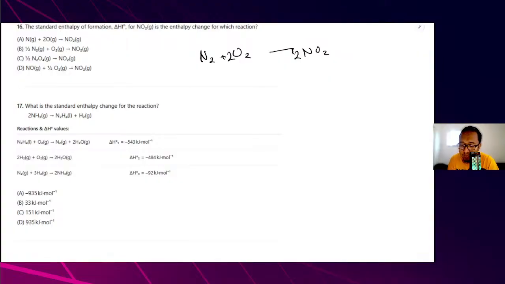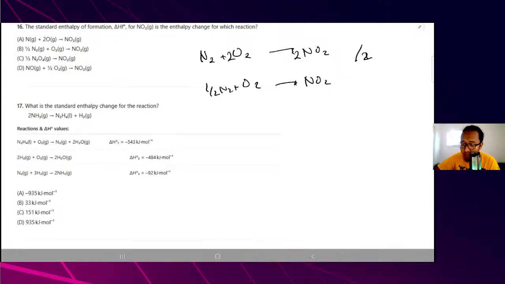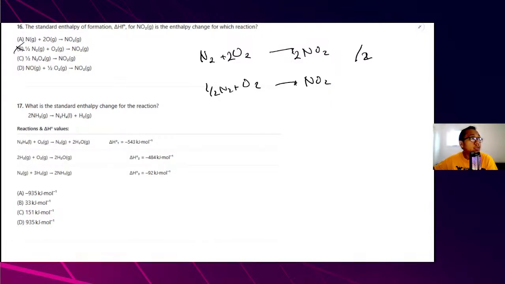However, we need to put in here 1, so divided by 2. So half N2 and then O2 and then NO2. So number 16 is still the same, the answer is still B. That's true.